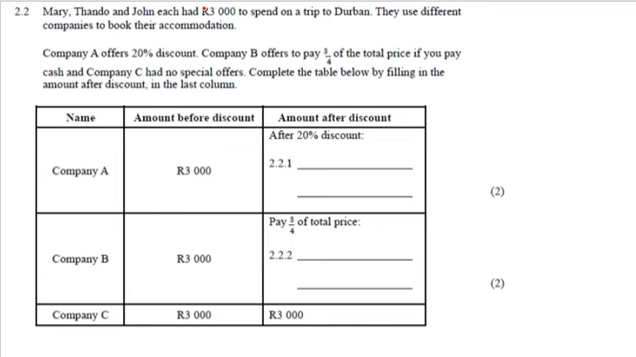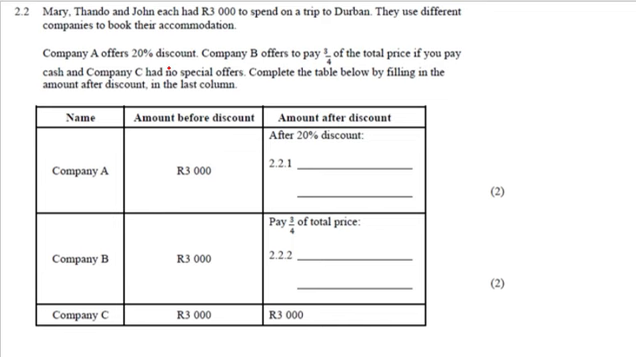Okay, so company A offers a 20% discount. Since they have 3,000, they will not pay the whole 3,000 to book. They will actually pay less than that, because company A offers a discount of 20%. I think you now know how to get the amount of that discount, okay? But you're going to solve it.